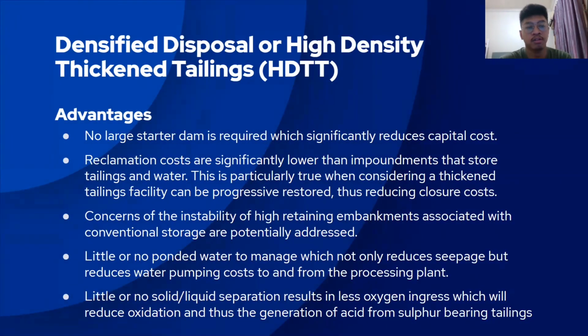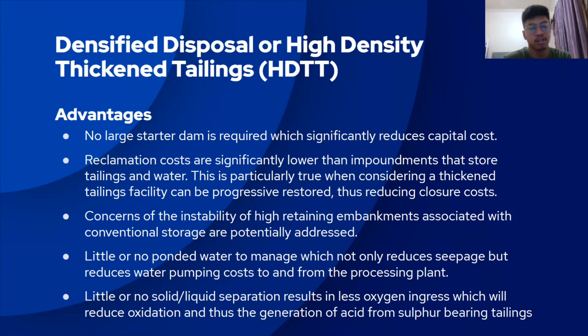Okay, now we're going to talk about the advantages of densified disposal of high density thickened tailings, or HDTT. The advantages are: no large starter dam is required, which significantly reduces capital costs. Reclamation costs are significantly lower than impoundments that store tailings and water. This is particularly true when considering a thickened tailing facility can be progressively restored, thus reducing closure costs. Concern of instability of high retaining embankments associated with conventional storage is potentially addressed.